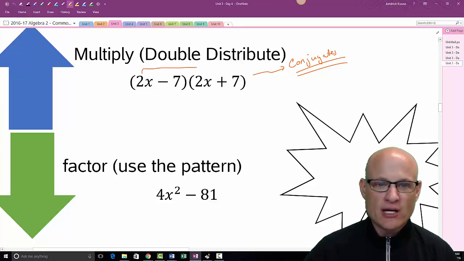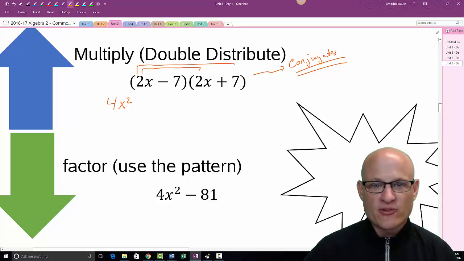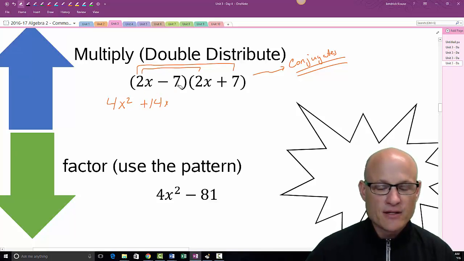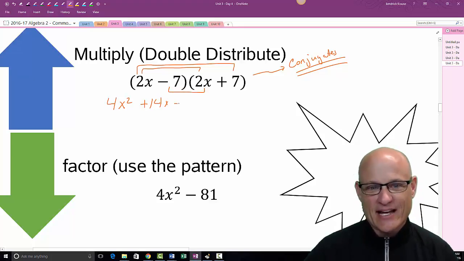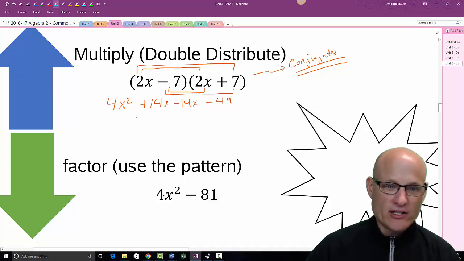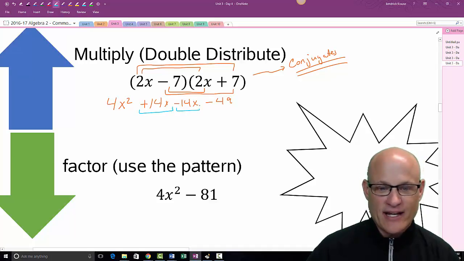Watch what we do. 2 times 2 is 4x squared. 2 times 7 is plus 14x. Negative 7 times 2 is negative 14x. And then negative 7 times positive 7 is negative 49. Well, if you've done this correctly, you have a positive 14x and a negative 14x that cancels. So you end up with 4x squared minus 49.